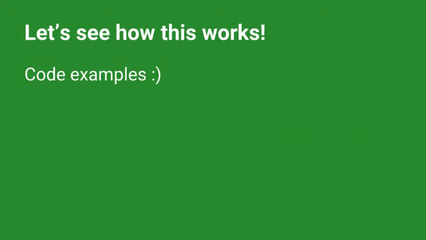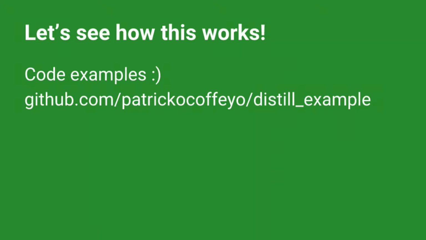So let's see how this works. I've got some code examples for you, and those are also available on GitHub. So if you want to follow along with me and see what's going on, I'm going to leave this up here for a minute. It's just github.com, Patrico, Coffey, distill_example. Again, that's a really weird handle, I recognize, but it's pretty much always unique. So let's take a look.